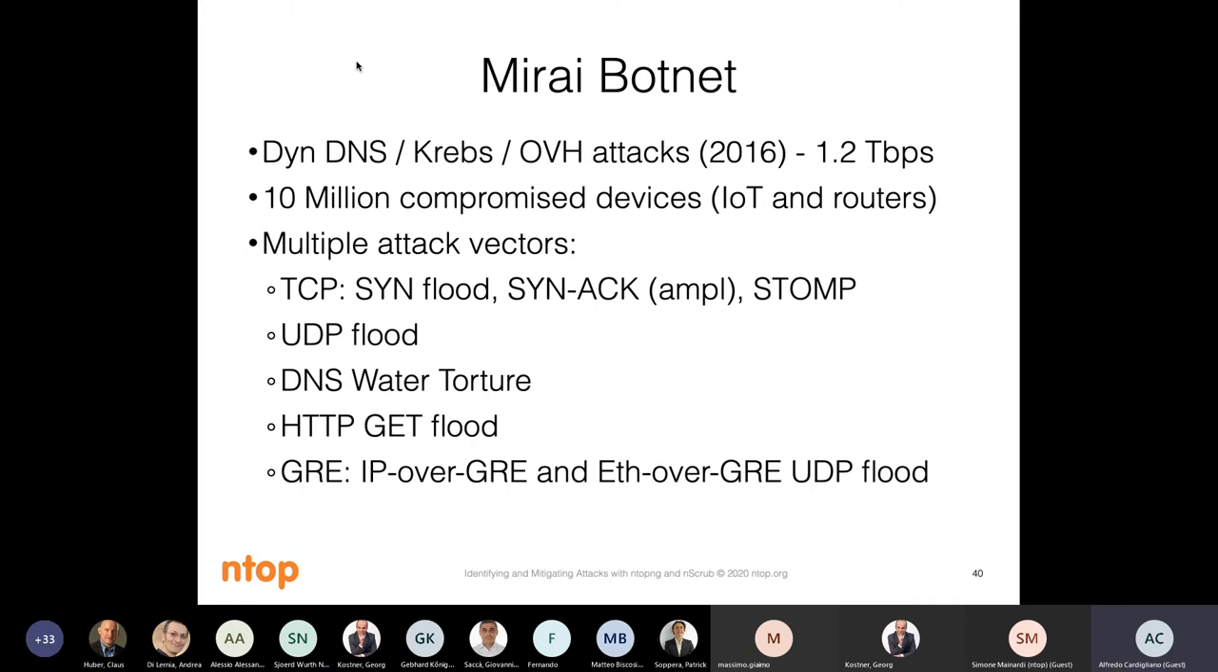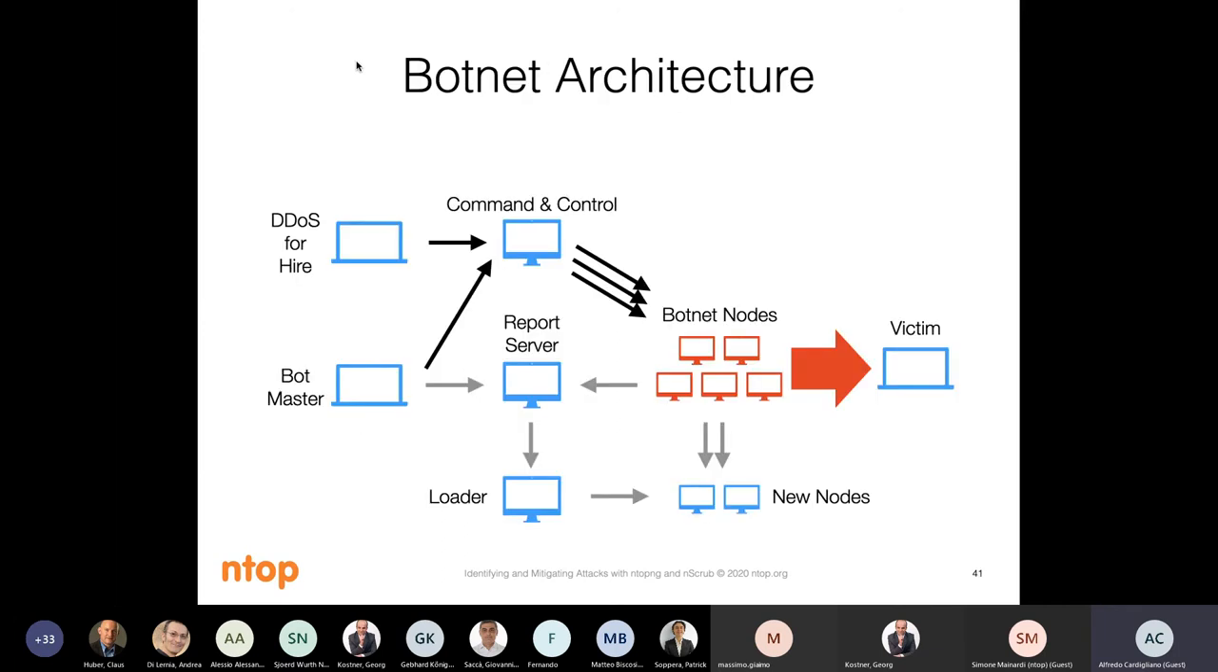I guess that many of you heard about the DNS attack in 2016. This affected many services, bringing down many services over the internet. This attack was the biggest ever seen at the time. It moved more than 1 terabit per second of data. And, let's say, behind this attack there was a botnet, Mirai, consisting of 10 million compromised devices. Most of those devices were IoT devices and routers. This botnet was implementing many attack vectors. I don't want to focus on all of them, but I want to show you the big picture.